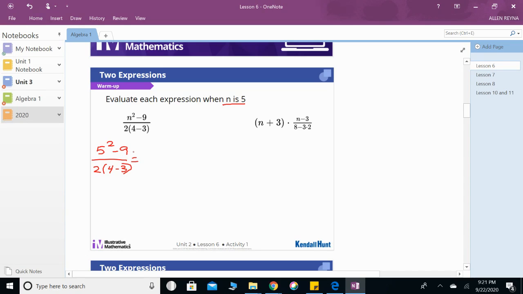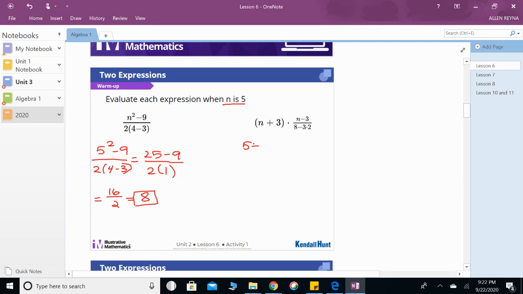Okay, so PEMDAS is parentheses first. So that is 4 minus 3, which is 1. Exponents, which is 5 times 5, which is 25. Okay, now we are left with multiplication and subtraction. We can do those all at once. So we get 16 up at the top, and we get 2 at the bottom, and then we get 8 as our final answer. Okay, now we hope that we get 8 for our second one as well.